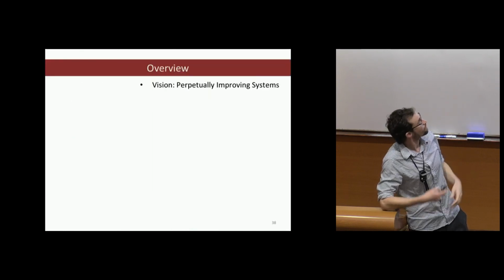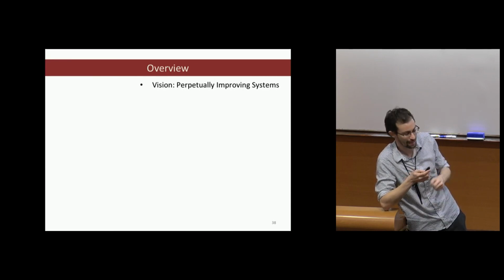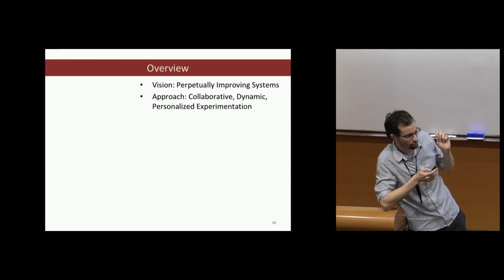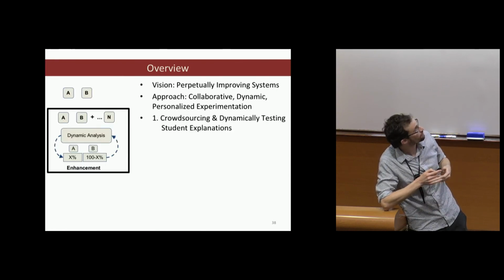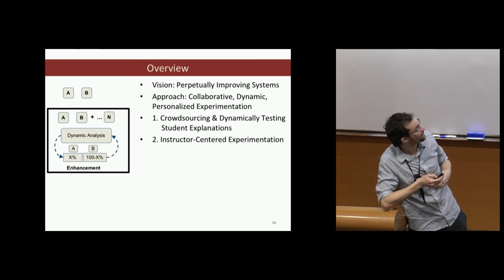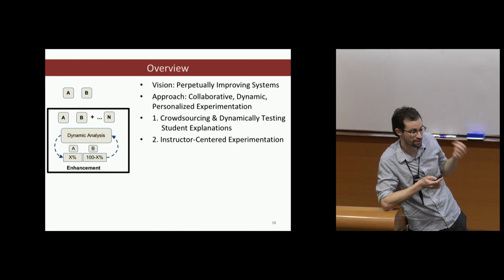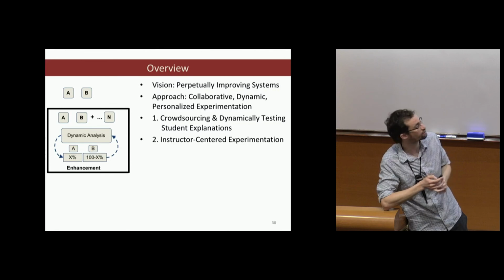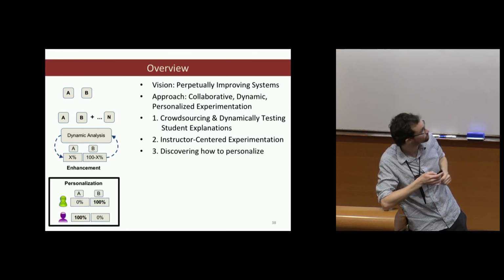Okay, so just to sum up, I started with this vision of perpetually improving systems. How do we get every piece of technology to be like that? And I think we can do it by rethinking experimentation to be collaborative, dynamic, and personalized. I gave you one example of crowdsourcing and dynamically testing student explanations, where we could end up with explanations as good as those of a real instructor. A CHI paper where we showed that instructors really appreciate this kind of approach, and we give them systems that can use Thompson sampling to select explanations. You can plug your algorithms and models into those systems or tell us how to change it. And we need to do more work now on how to help behavioral scientists analyze that kind of data.